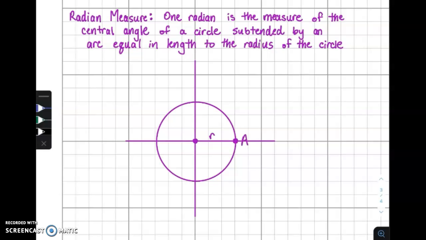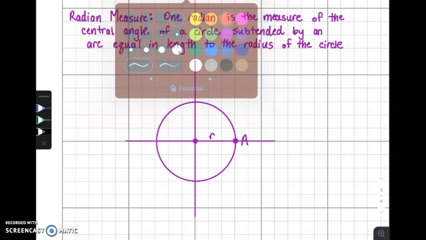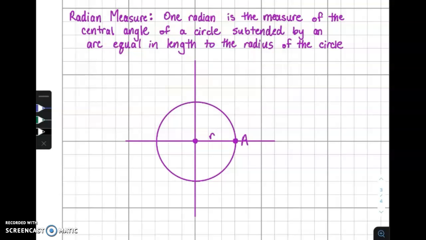So what we'll do is the length of r, if you were to curve that and wrap it around the outside of the circle, it would end about here, according to the look of my picture. So this radius r is the same length as if I were to curve it around the circle. And so whatever angle that makes is 1 radian. And I'm going to call that alpha. So alpha here is 1 radian.